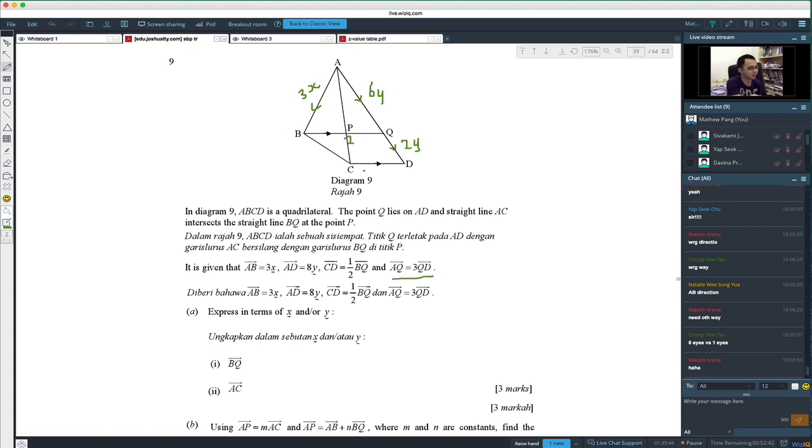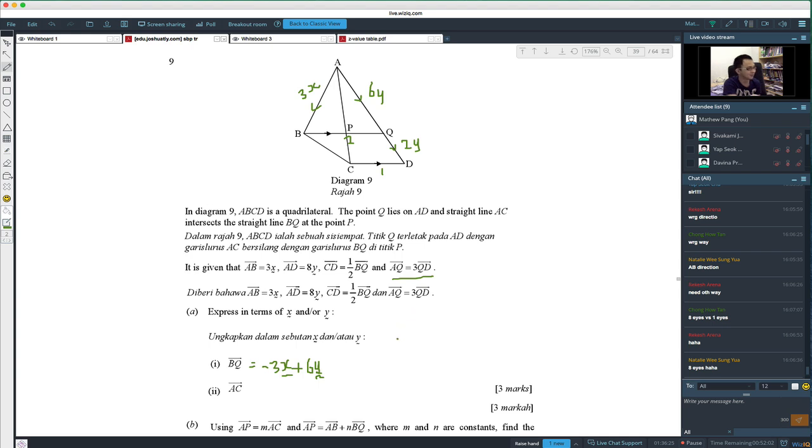Okay, first one, he asks you to find BQ. Where is BQ? Yeah, this is BQ. So I will say BQ equals BA plus AQ. So equals BA, BA will be negative 3x, plus AQ is 6y. But this one definitely is a 2-mark question because you have to work out what is AQ. If you worked it out already, because just now I already worked out something like this, then this one is just 2 marks.